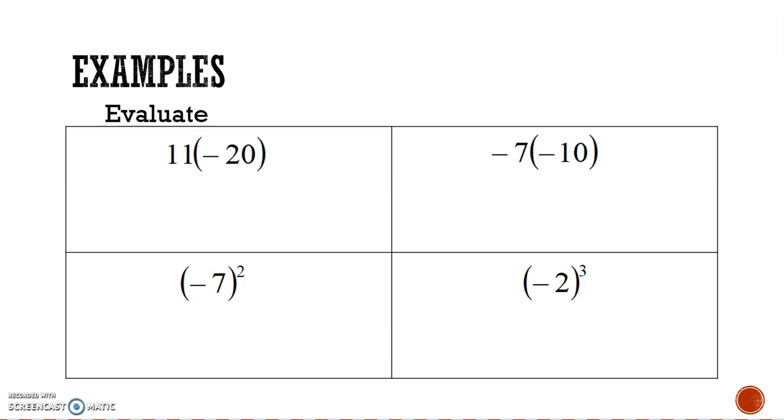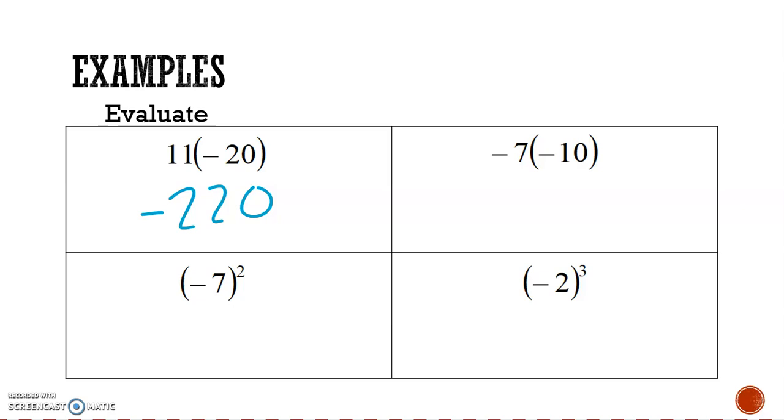So here's some examples. Even though it says 11 times negative 20, okay, since that 11 is right outside the parentheses, that means multiplication. I don't need a times symbol, I know it means multiplication. So 11 times negative 20, I'm just doing 11 times 20, which is 220, and then I'm throwing that negative on. And the reason it's negative is because there is a single negative in my problem.